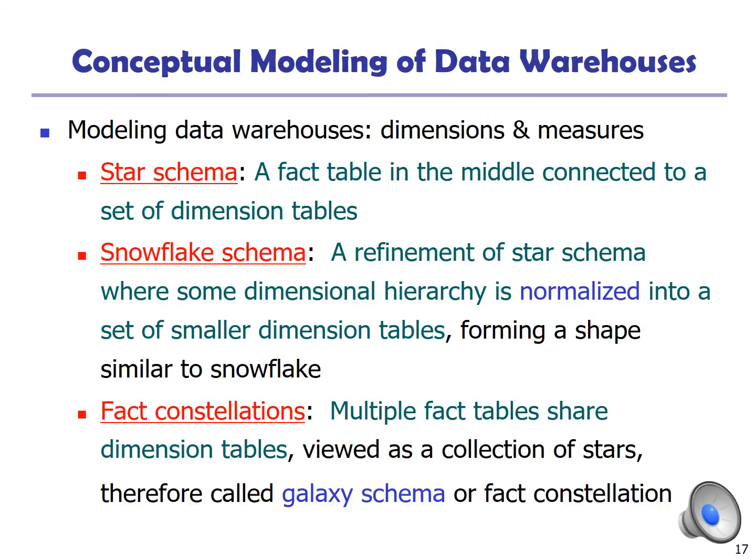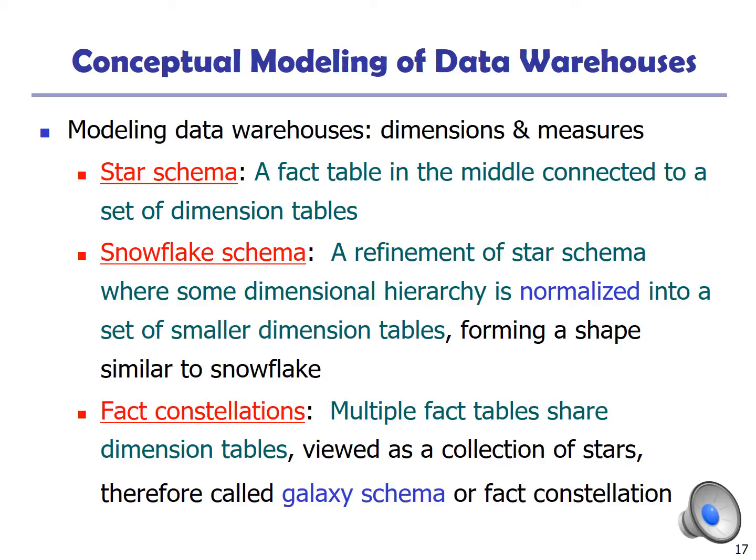Now let's look at different ways of conceptually modeling data warehouses. You're going to use dimensions and facts. We already learned what a dimension table is and what a fact table is, and we're going to use these two to conceptually model a data warehouse. There are 3 different models we're going to talk about. The first is a star schema, the second is a snowflake schema, and the third is a fact constellation.